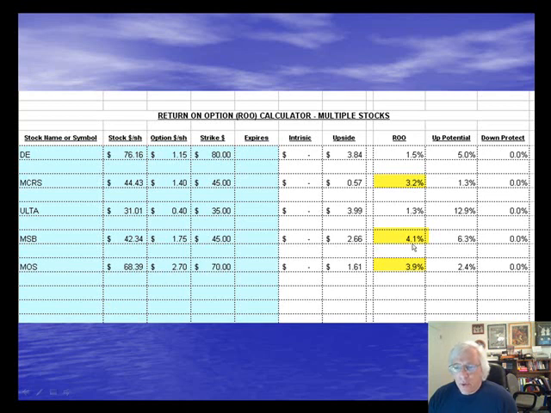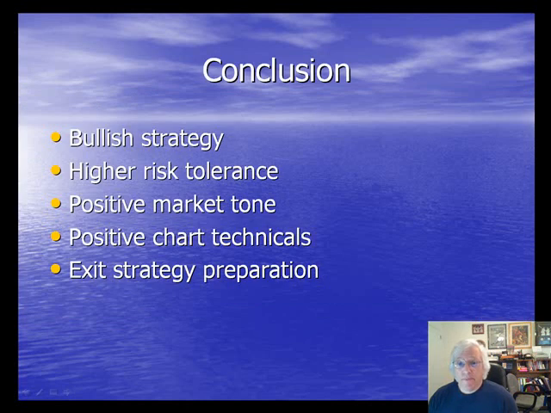Now, if you see a return of 4.1% with a possibility of another 6.3%, you kind of know that that's a volatile stock, and once again, you should have a fairly high risk tolerance for that and be prepared with exit strategies if the stock starts to decline.